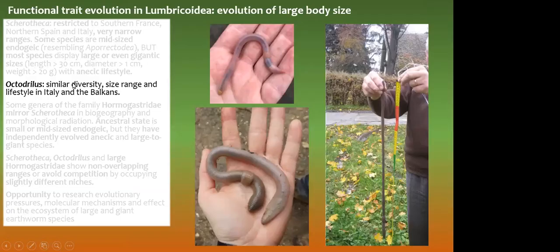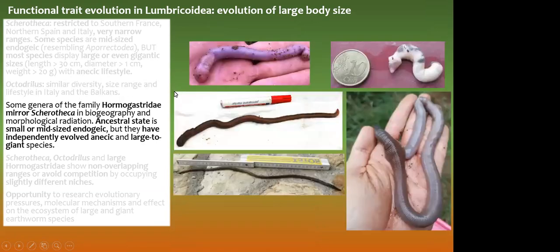And we have Octodrilus, which is surprisingly a genus that is very convergent. It has similarly high diversity, a similar size range with small and giant species, and also anecic lifestyles, but they inhabit mainly Italy and the Balkans. Plus, some genera of the family Ormogasturidae have similar biogeography and morphological radiation to the previous two. Their ancestral state appears to be small or mid-sized endogeic, but they have evolved independently the anecic lifestyle and large to giant species, as you can see here.